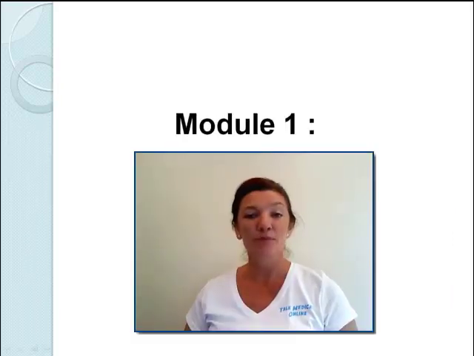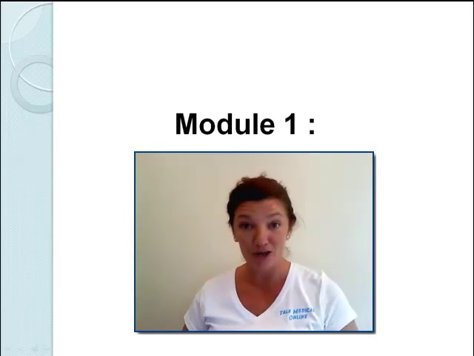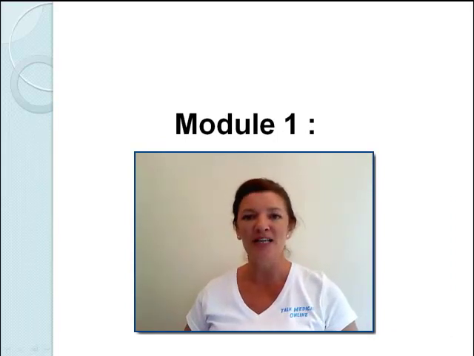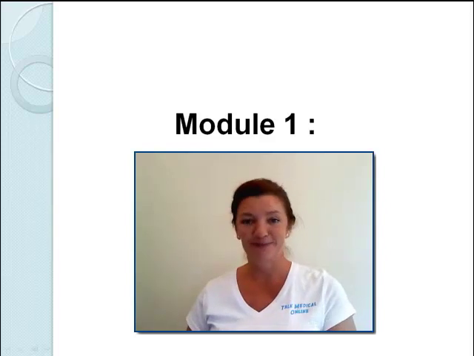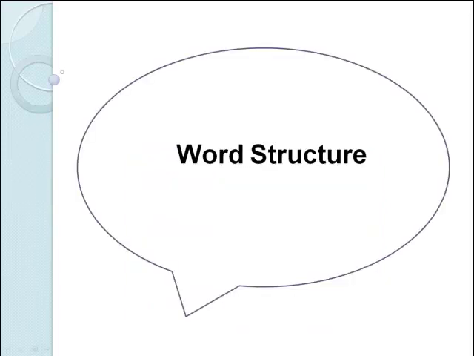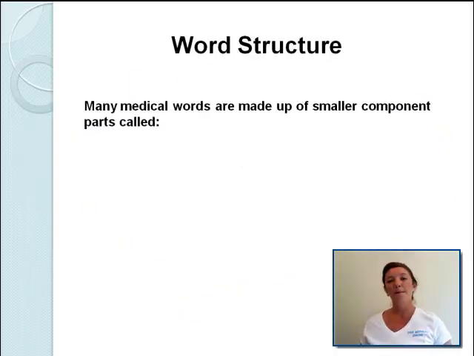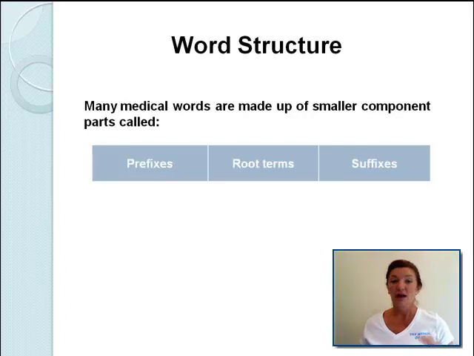Module 1. In Module 1 we are going to look at medical word structure, so how these words are made up of these little bite-sized chunks, prefixes and suffixes. Medical words are made up of a number of smaller component parts. These are called prefixes, root terms, which are sometimes called combining forms, and also suffixes.